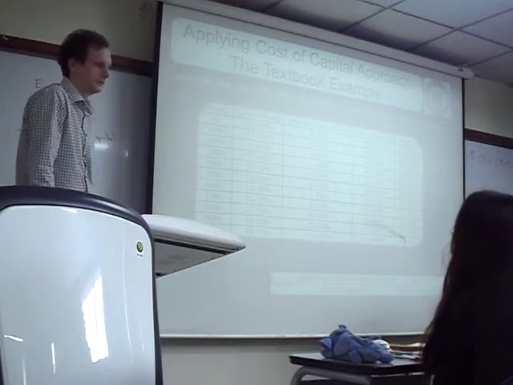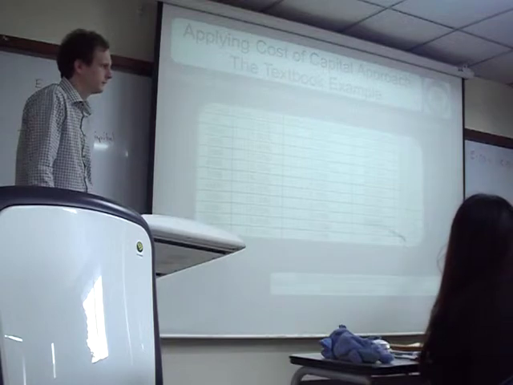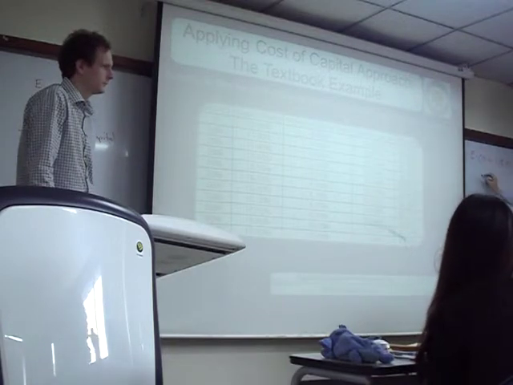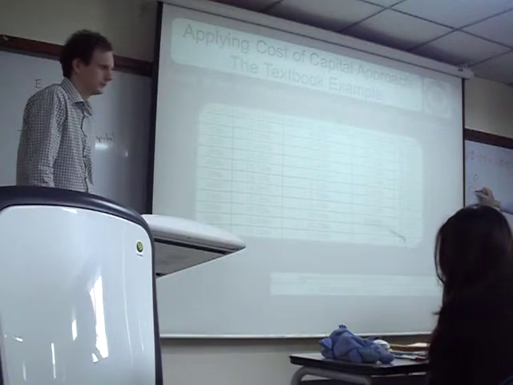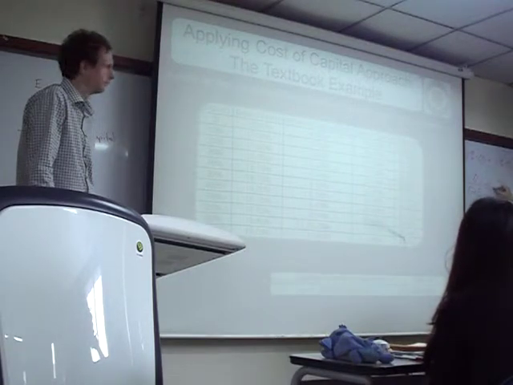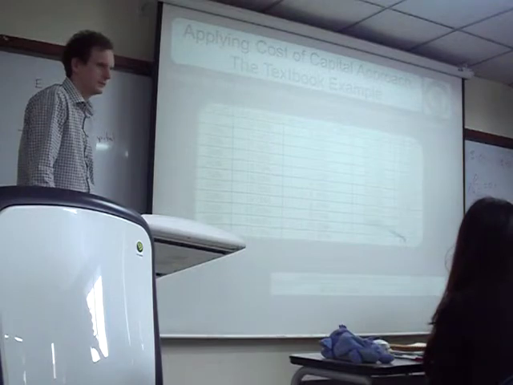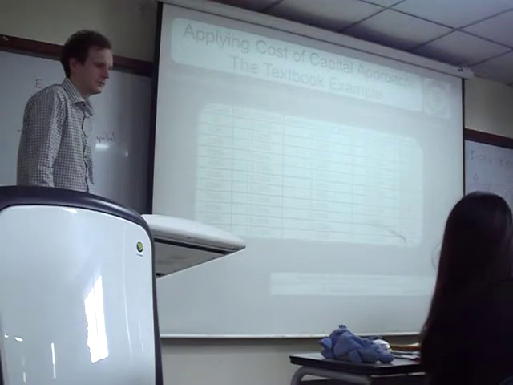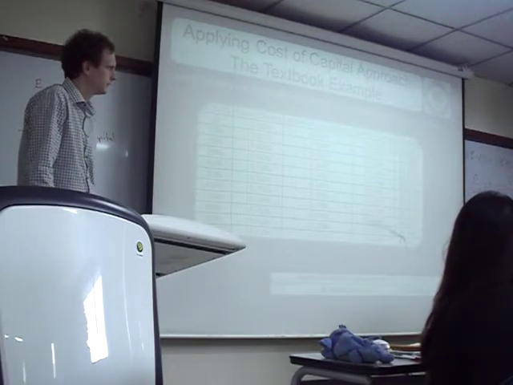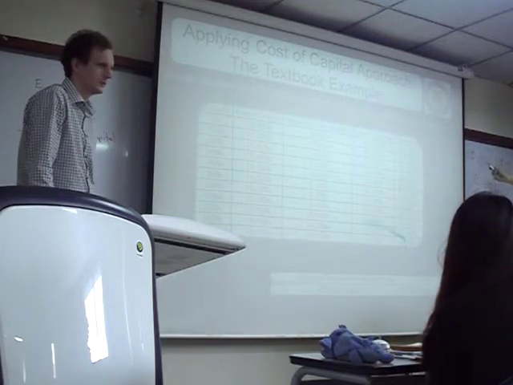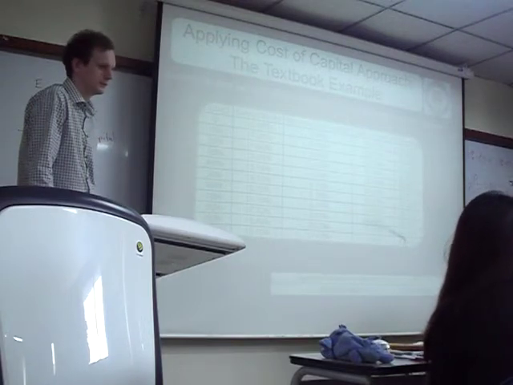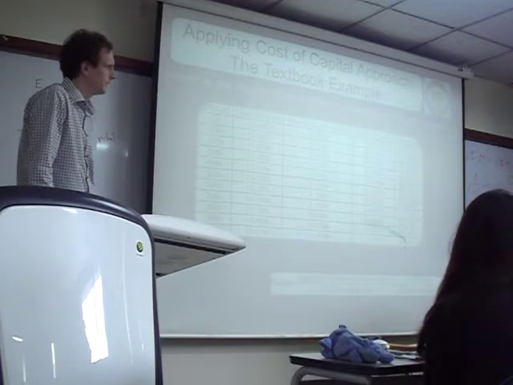By debt plus equity. So if debt divided by debt plus equity equals 0.1, that means equity divided by debt plus equity equals 0.9. That's why we multiplied cost of equity by 0.9 plus 5.1 multiplied by 0.1, and we got 10.41.